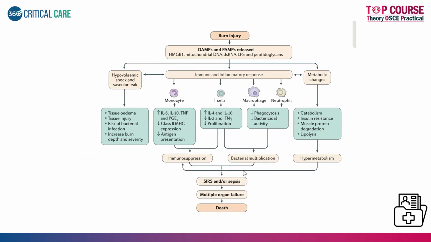It can lead to hypovolemic shock and vascular leak, impaired immune response, and metabolic changes. All of this together can cause immunosuppression, bacterial multiplication, and hypermetabolism, leading to multi-organ failure and death. So, because the burn state is an imbalanced inflammatory condition, this causes SIRS, leading to multi-organ failure and death. So, this is what you need to remember. There is an imbalance or a dysregulated immune response in burns.